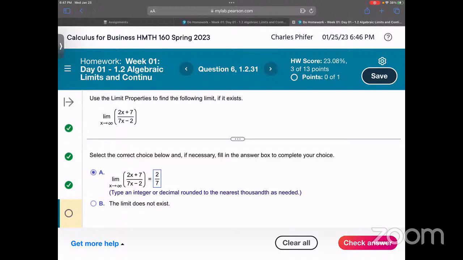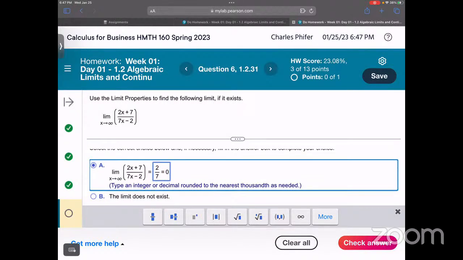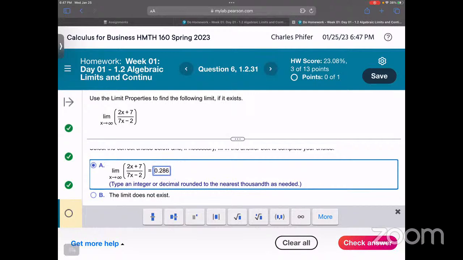Type an integer or a decimal rounded to the nearest thousandth. Okay. Hey, Siri, what's 2 divided by 7? 2 divided by 7 is approximately 0.2857. It says rounded to the nearest thousandth, so that's 3 decimal places. So that needs to be a 6. So we just had the wrong notation. We had the right application of the concept. We just didn't follow directions. Right?